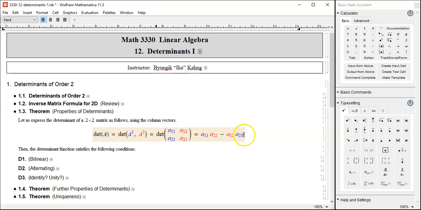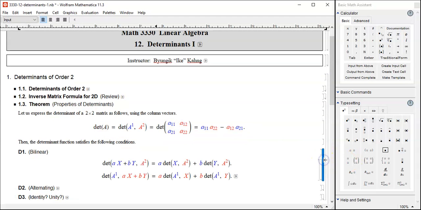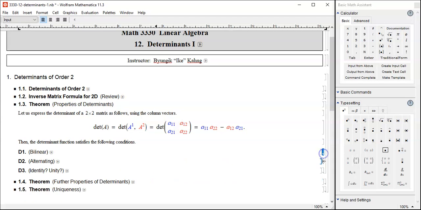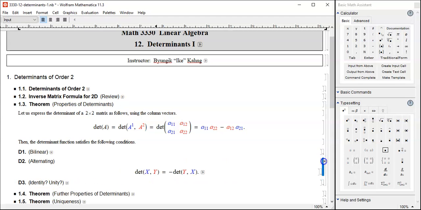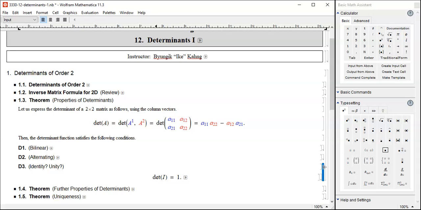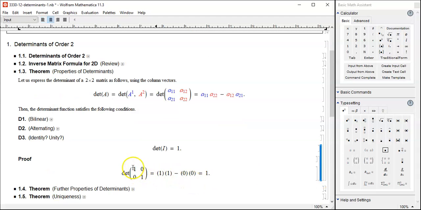Then this determinant function satisfies these three conditions, d1, d2, d3. Bilinear, which means two linearities put together. Bi means two, right? Alternating, and then finally the identity property, the simplest of them all. The determinant of the identity matrix is always 1. You see, the determinant of the identity matrix 1, 0, 0, 1, calculated.